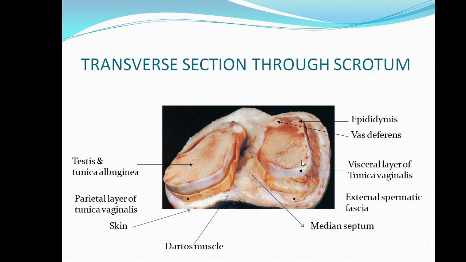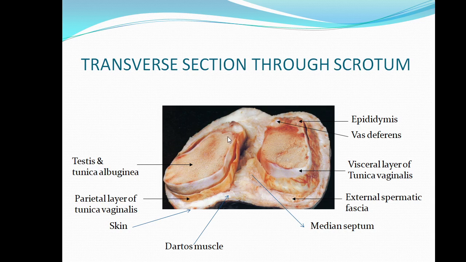Here in this section, you can see the scrotum. This is a bag of skin. Here you can see the skin, and deep to this is the dartos muscle, which replaces the superficial fascia. And here you can see it sends a septum, the median septum, which divides the scrotal sac into a right and a left half. Each half contains the testis, epididymis and vas deferens.